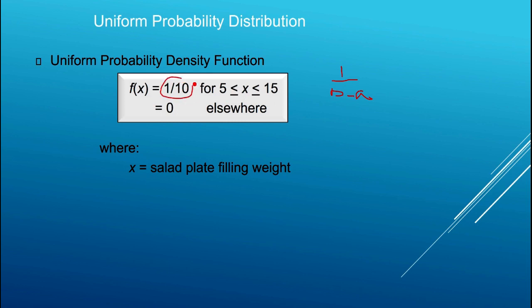So the probability density function is 1/10 if we're on the x-axis between 5 and 15. Those are the possible values, the range of values that our continuous random variable can take on, and otherwise it's going to be equal to 0. Right? So here, our continuous uniformly distributed random variable is salad plate filling weight, which rhymes, which is very cool.